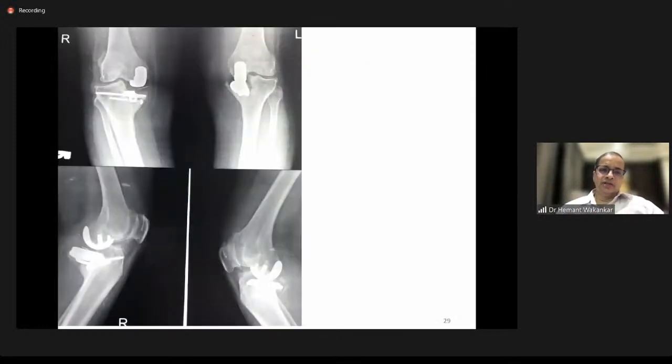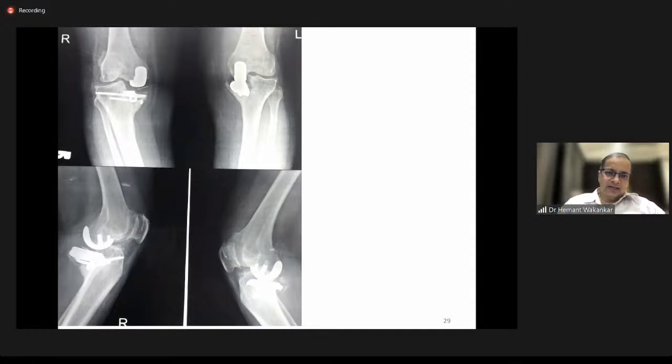Let me show you some examples now. Here is a patient with unicompartmental arthroplasty that has failed bilaterally. Both sides were done. Both sides developed a collapse of the tibial base plate. And as you can see, massive defects on the medial side.